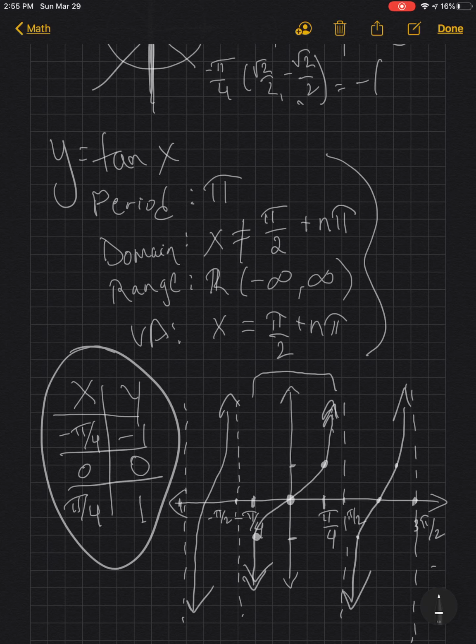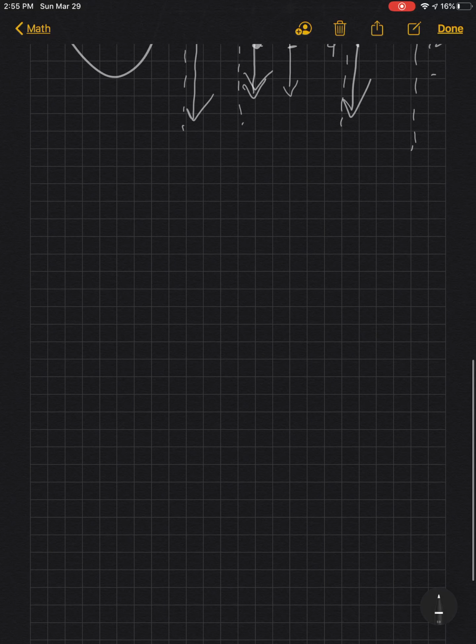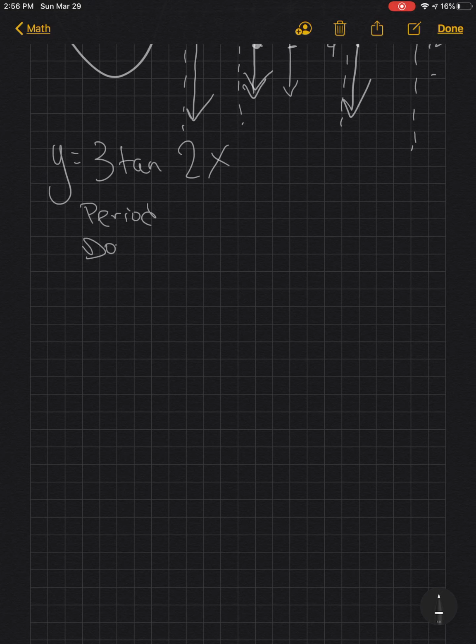Now I'm going to do one more example with you, but I'm going to throw in some extra numbers. So let's say we have y equals 3 tan of 2x. Again, identify your period, domain, range, and vertical asymptote.